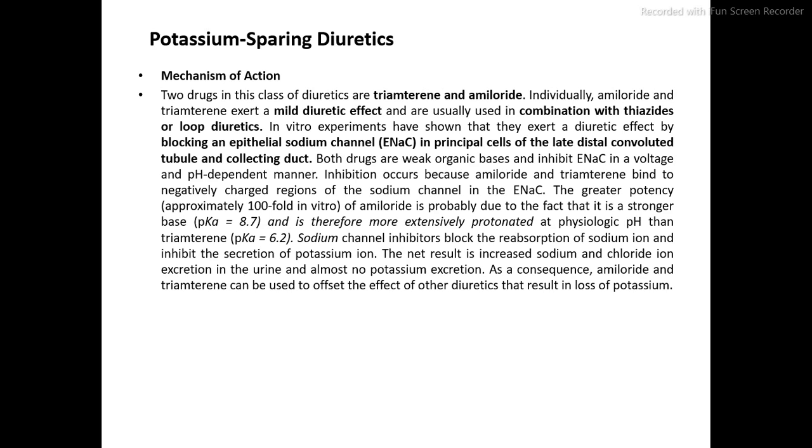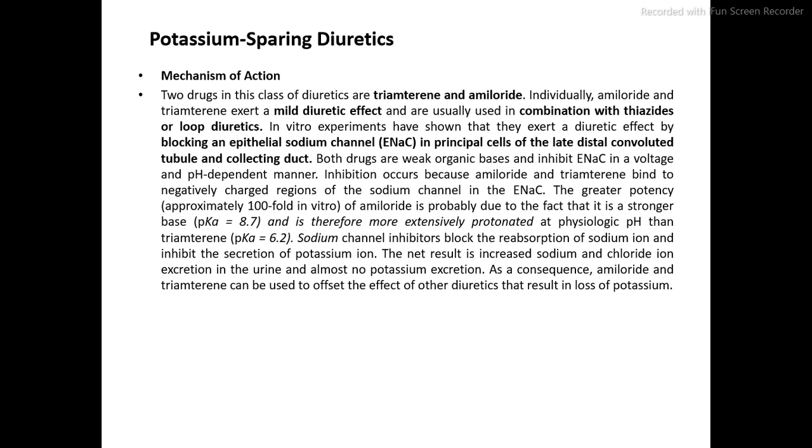Individually, amiloride and triamterene exert a mild diuretic effect and are usually used in combination with the thiazides or the loop diuretics. So these potassium sparing diuretics, triamterene and amiloride, are generally given in combination with the thiazides or the loop diuretics. What is another name of the loop diuretics? That is the high ceiling diuretics.